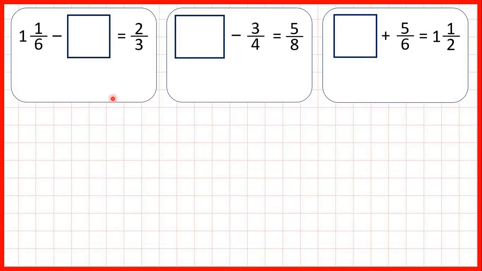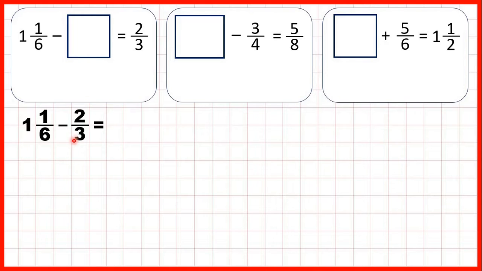So here we've got some missing fraction problems, but we solve these in the same way that we solve missing number problems with whole numbers. So first, 1 and 1/6 minus something equals 2/3. So here, it's the subtrahend, or the second number, of the subtraction question that's missing, so we still use subtraction to find our missing number. We can work out 1 and 1/6 minus 2/3, and that will give us our missing fraction.